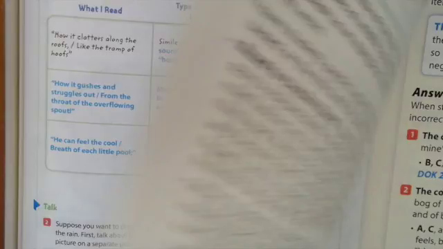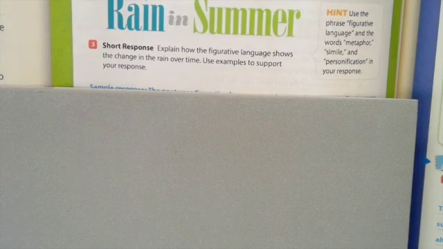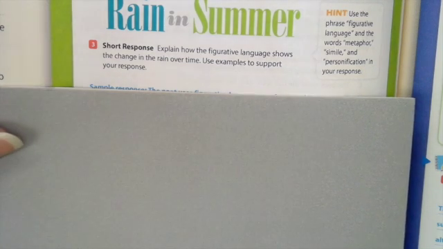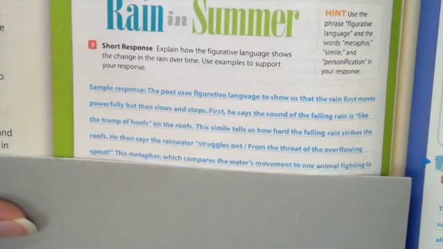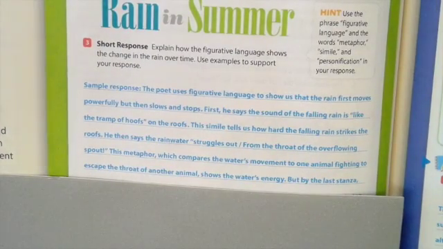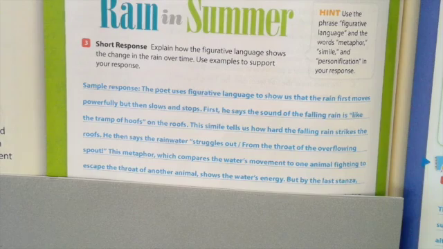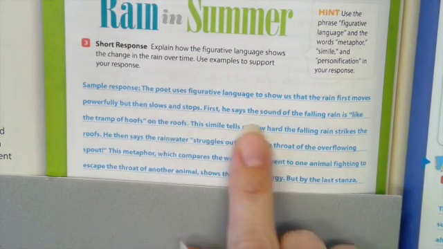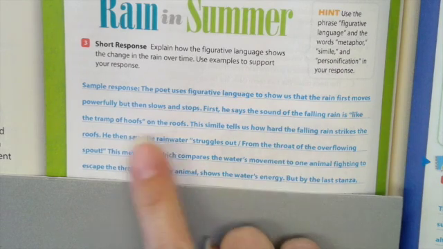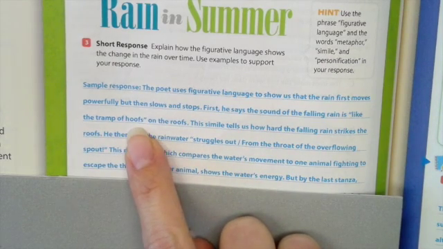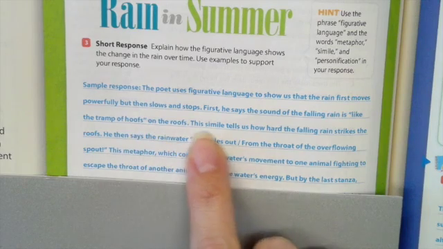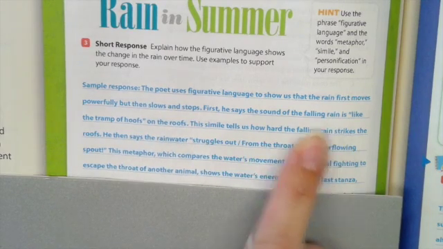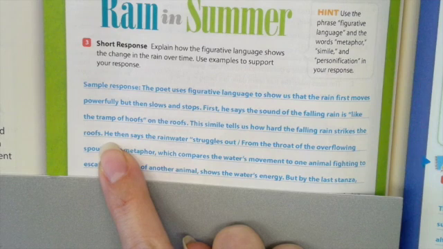Finally, on page 272, it says, explain how the figurative language shows the change in the rain over time. Use examples to support your response. So the poet uses figurative language to show us that the rain first moves powerfully, but then slows and stops. First, he says the sound of the rain is like the tramp of the hooves. That's how it's powerful. It tells us how hard the rain is falling and striking the roof.